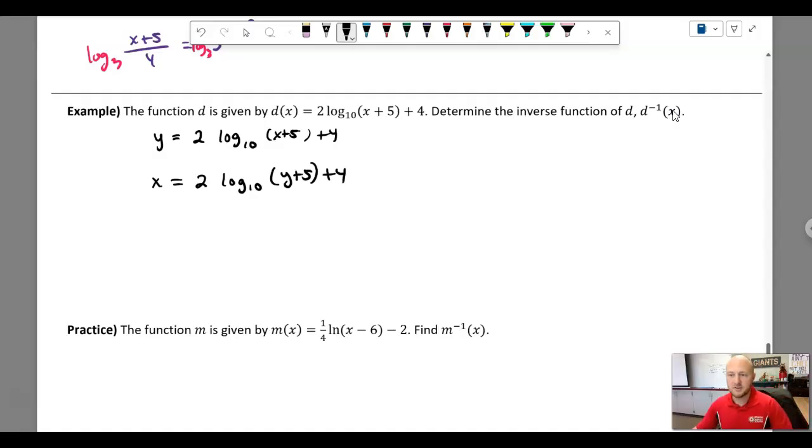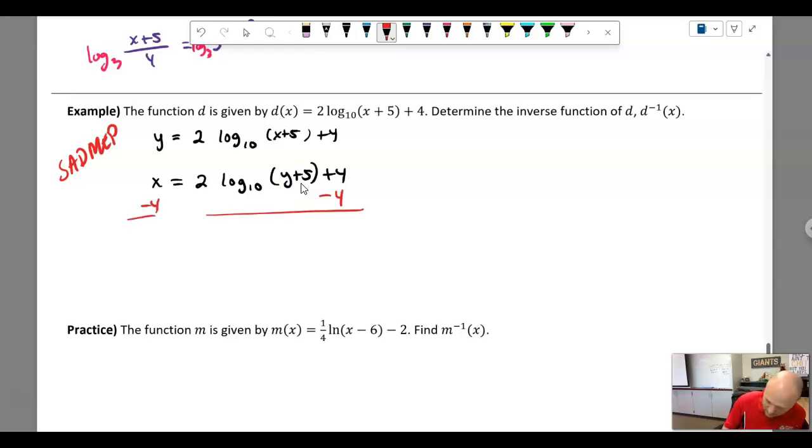So what do I do first? I see lots of plus signs, I see a 2 out front. So again, SADMAP. I'm going to undo addition, subtraction first, but there's 2. What do I do? Well, this is inside of the logarithm, so I'm not going to touch that plus 5. I'm going to subtract 4 on both sides first. Subtract 4, and so I get x minus 4 is equal to 2 times log base 10 of y plus 5. Now I'm going to go ahead and get rid of that 2. So now we'll divide both sides by 2.